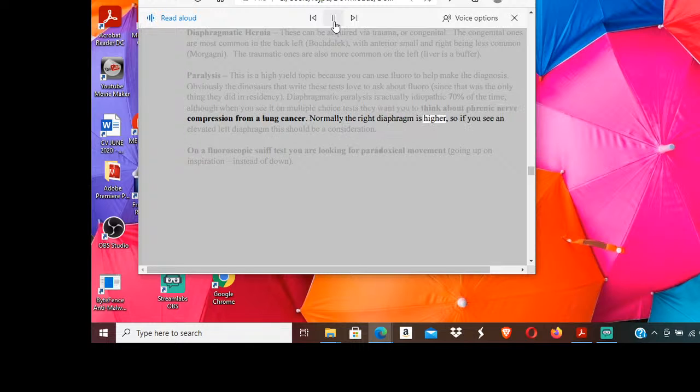Normally the right diaphragm is higher, so if you see an elevated left diaphragm, this should be a consideration. On a fluoroscopic sniff test you are looking for paradoxical movement, going up on inspiration, instead of down.